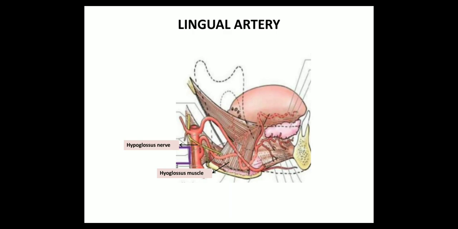The second part is located deep to the hyoglossus muscle along the upper border of the hyoid bone. The third part is also known as arteria profunda linguae or the deep lingual artery. It first runs upwards along the anterior border of the hyoglossus muscle and after that forwards on the undersurface of the tongue, where it anastomoses with its fellow of the opposite side.